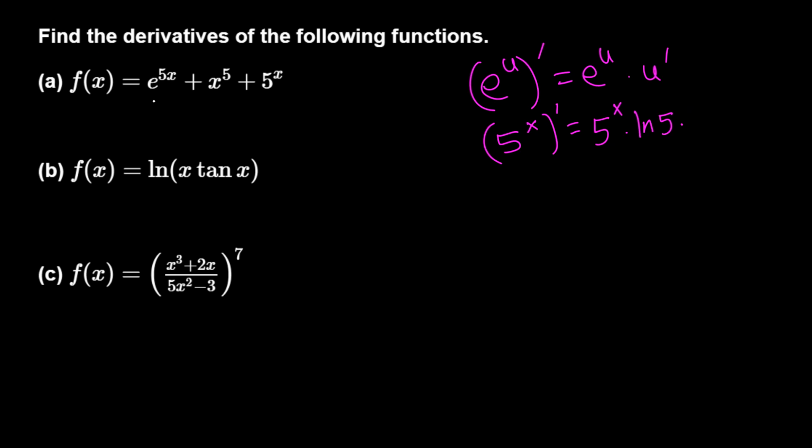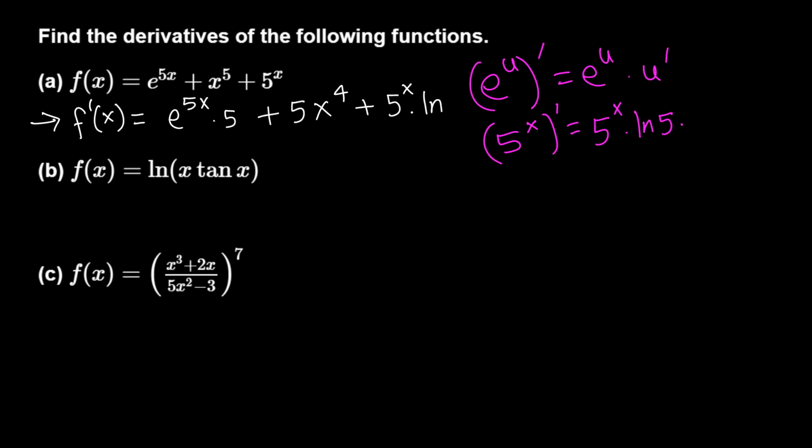So let me go here and write down the derivative. So e to the 5x is itself times the derivative of 5x, which is 5, okay, from the chain rule, plus x to the fifth, that's the power rule, so 5x to the 5 minus 1, 4, plus, for 5 to the x, we have here the exponential function itself times the natural log of base 5. Okay, the natural log of 5 is a decimal number.